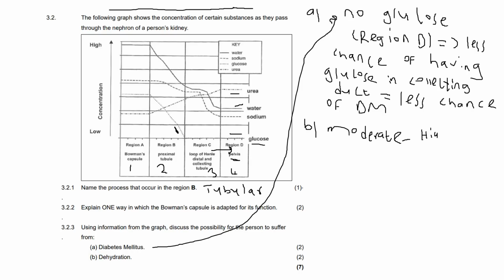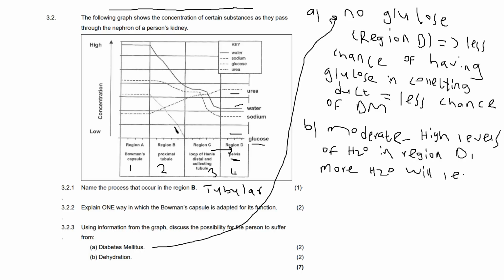So we've got moderate or high levels of H2O in region D. Now the problem is, if you've got that high level of water in region D, this means that more water, H2O, will leave the kidneys in the form of urine. They'll leave the kidneys as urine.